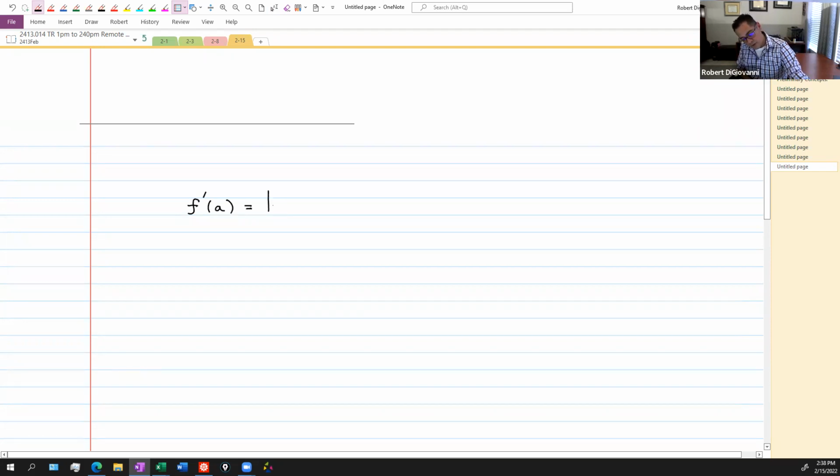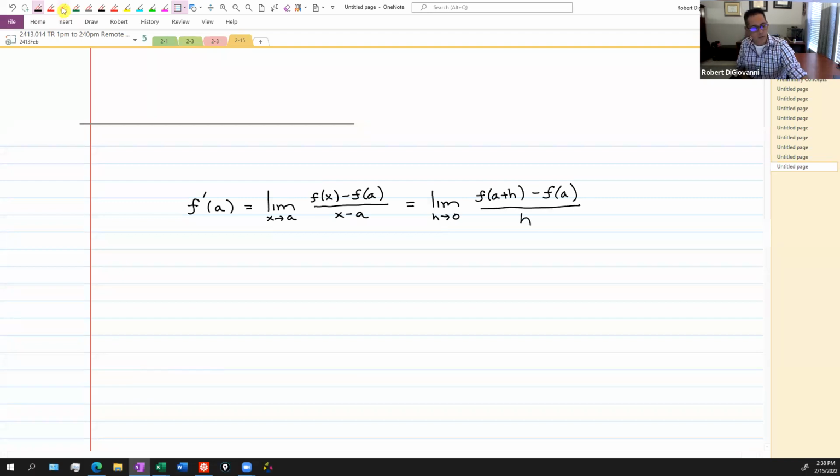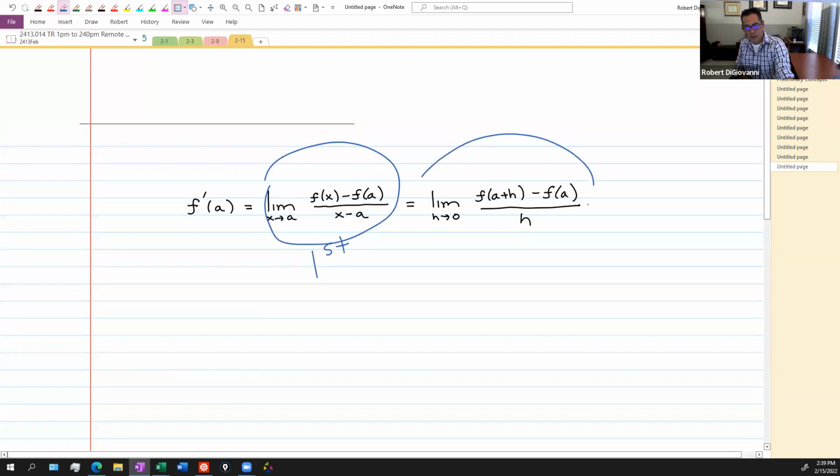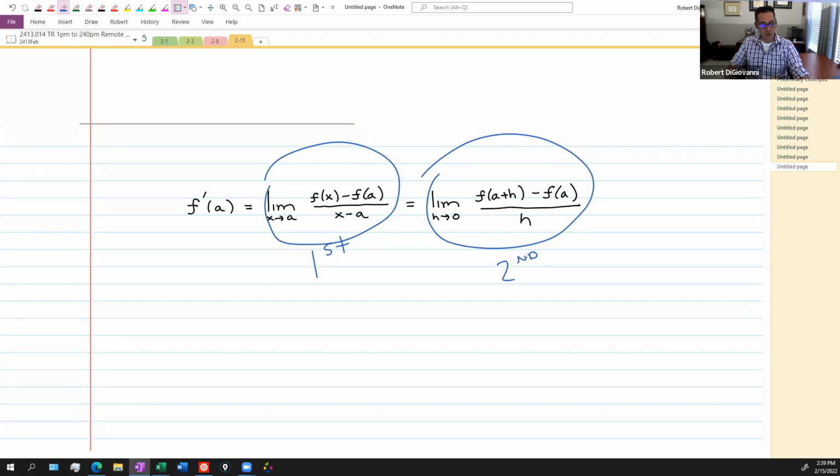That is now equal to the limit as x approaches a of f of x minus f of a over x minus a, which is also equal to the limit as h goes to 0 of f of a plus h minus f of a, all over h. We have our two definitions. This was the first definition of the slope of the tangent line, and this was the second definition. What I'm telling you is that those are now equivalent to this notation.